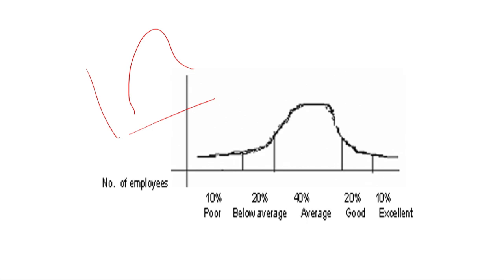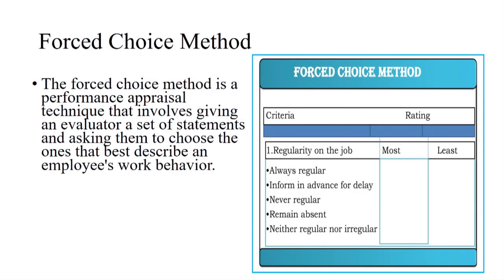So what criteria is being used? That is not very specifically stated in the case of the forced choice method. Then that was the forced distribution method. Now the one I am going to discuss is the forced choice method.